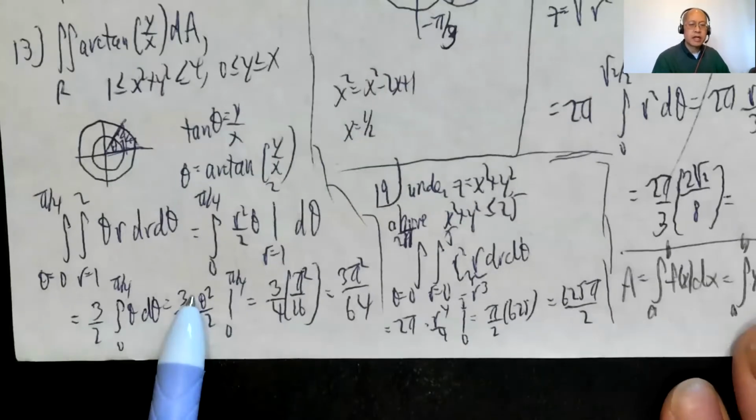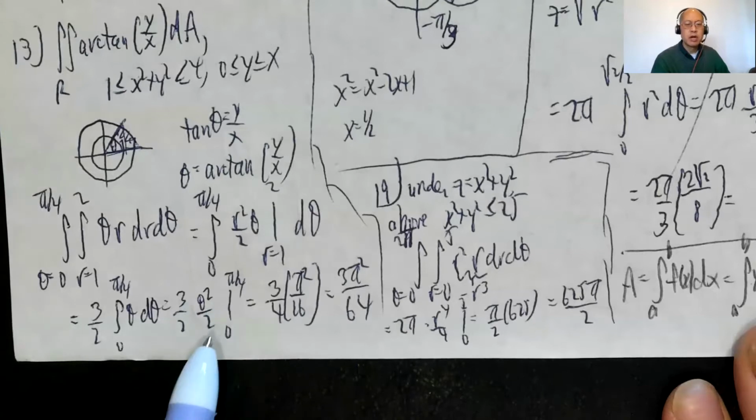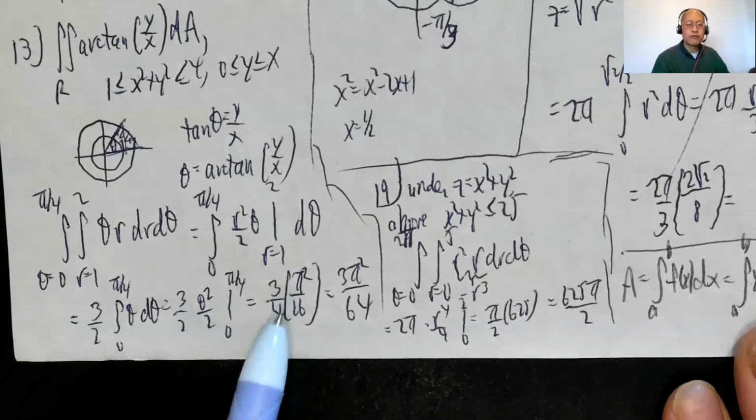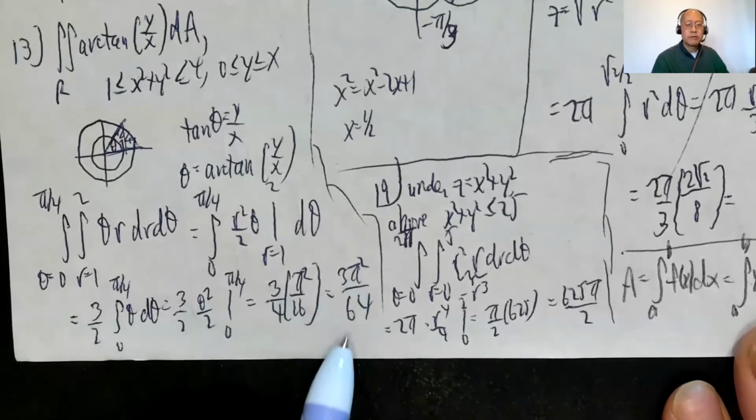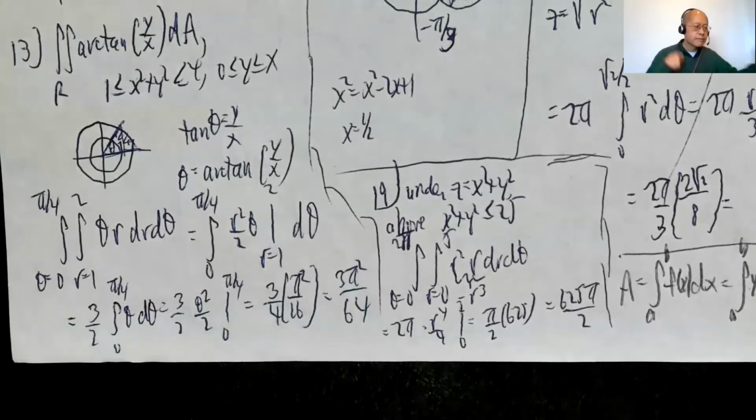So 3 over 2, theta squared over 2, from 0 to pi over 4. Plug in 0, you get 0. Plug in pi over 4, you have 3/4 of pi over 4 quantity squared. Final answer, 3 pi squared over 64.